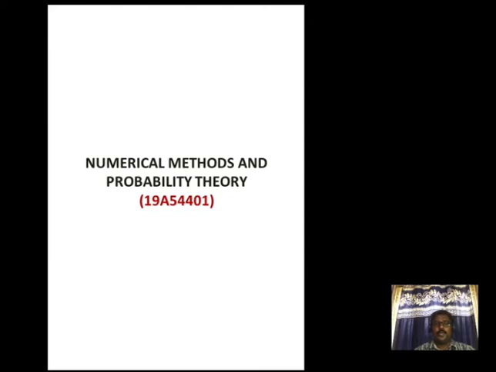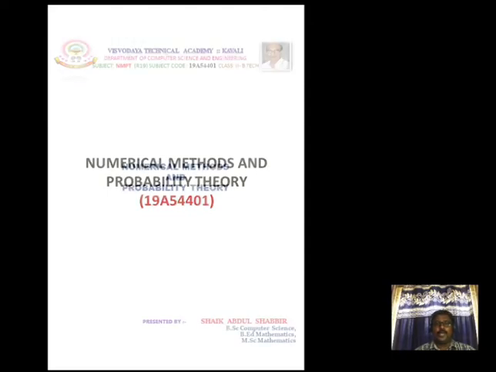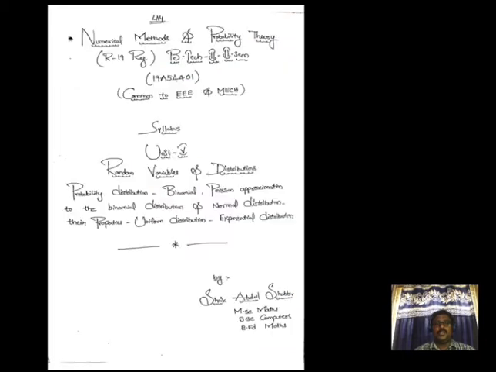Welcome back students. In numerical methods and probability theory, today we are going to see the last chapter, that is random variables and distributions. These random variables and distributions contain three distributions, mainly the binomial distribution, Poisson distribution and normal distribution. Now we are going to see this in detail.